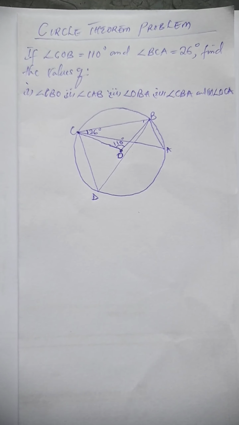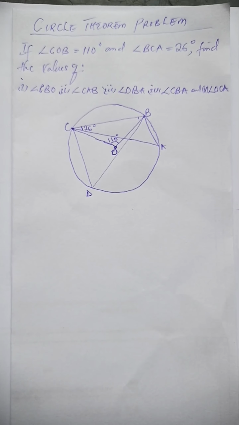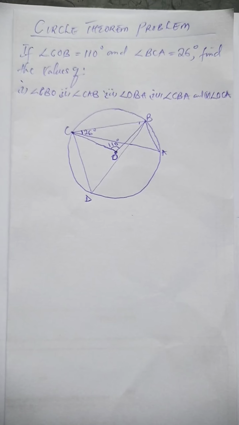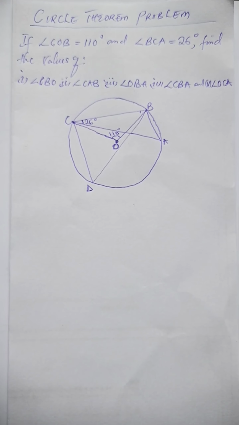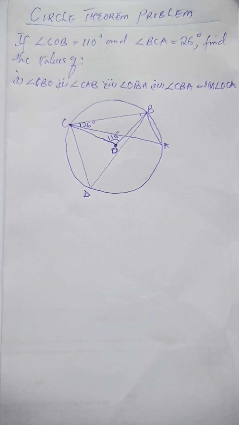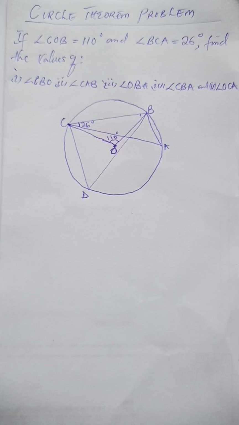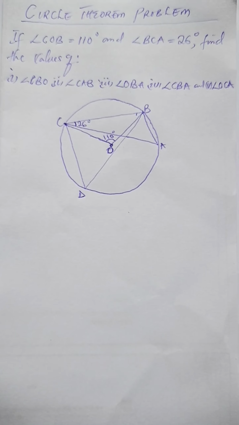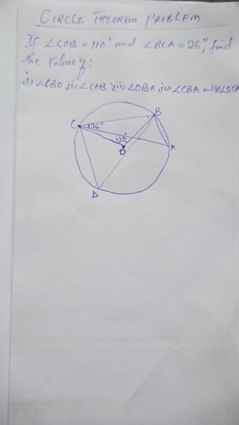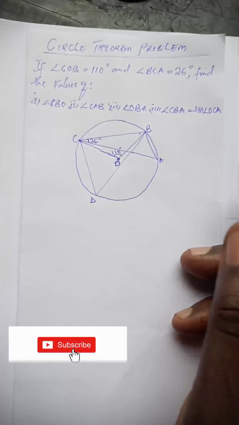I want to solve another question on circle theorem problems. The question says if angle COB is equal to 110 degrees and angle BCA is equal to 26 degrees, find the values of: 1. Angle CBO, 2. Angle CAB, 3. Angle OBA, 4. Angle CBA, and 5. Angle OCA. Now looking at the diagram, it looks big and a bit complex, right?